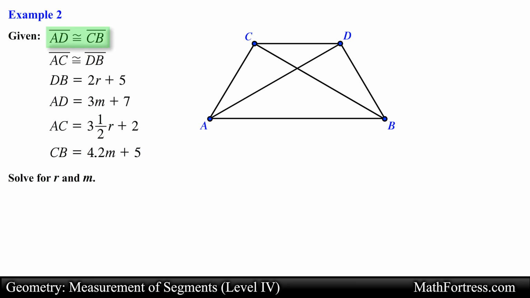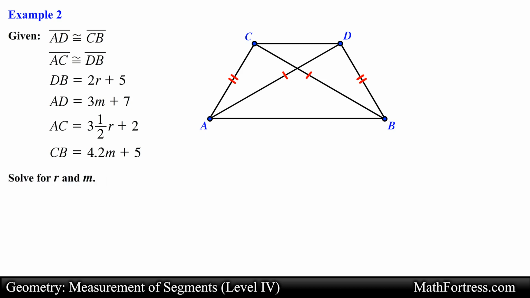We know that line segment AD is congruent to line segment CB. So let's draw single tick marks on these segments on the figure shown. We also know that line segment AC is congruent to line segment DB. So let's draw double tick marks on these segments. Now that we can visually see which segments are congruent, let's figure out a way to solve for the variables R and M.